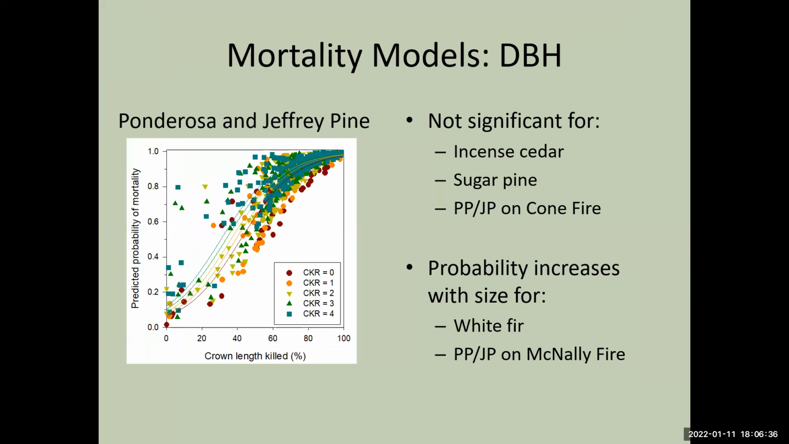Diameter. Diameter was not significant for incense cedar, sugar pine, or smaller diameter ponderosa and Jeffrey pine. So it didn't matter if the tree was 10 inches or 30 or 40 inches. There was no difference for diameter in predicting tree mortality. But we did find a difference with white fir and also with larger diameter pines. We'll get to a table here and I'll show you those differences.